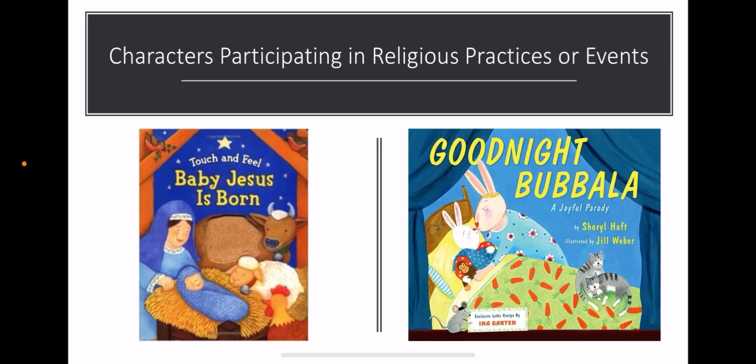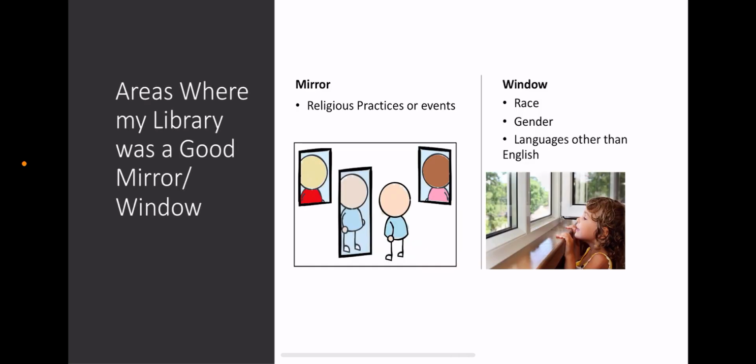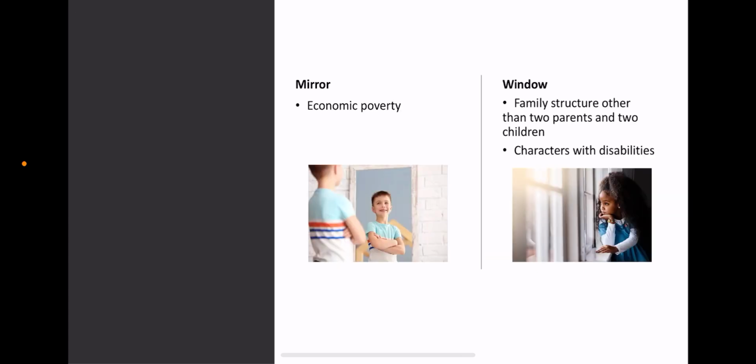And then characters participating in religious practices or events. I have these 2 books. One of them was left from around Christmas time. So then these are areas where my library was a good mirror: religious practices or events, and window, race, gender, and languages other than English.